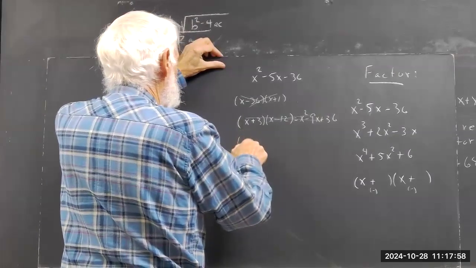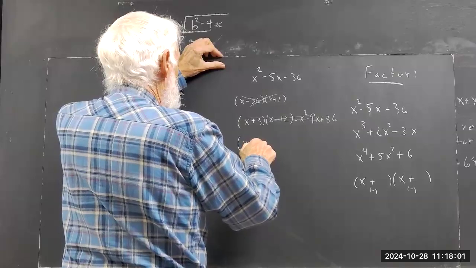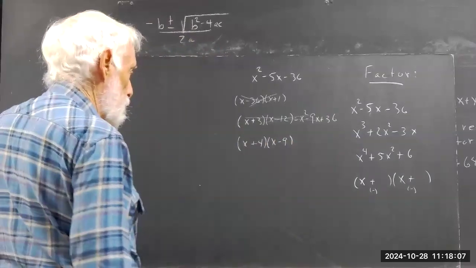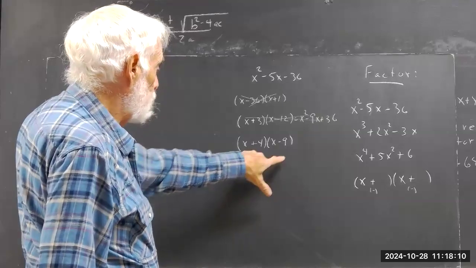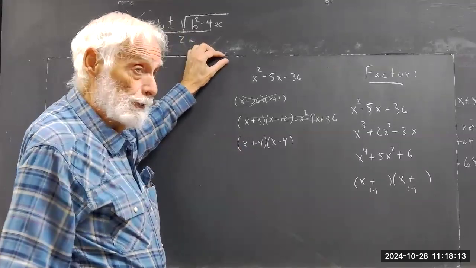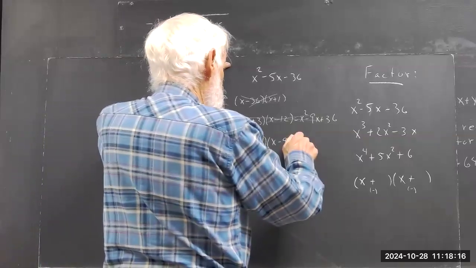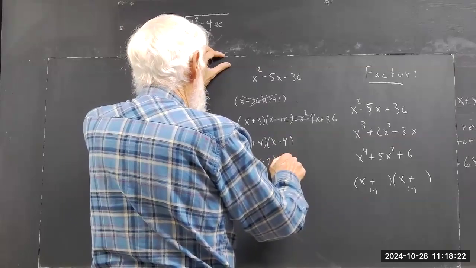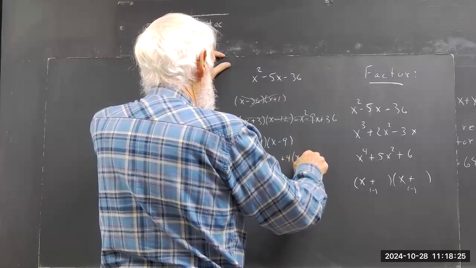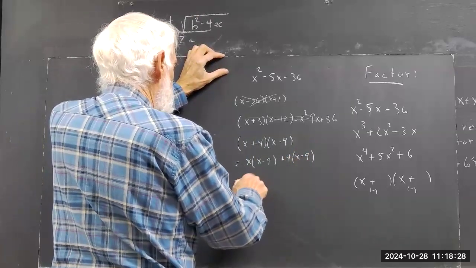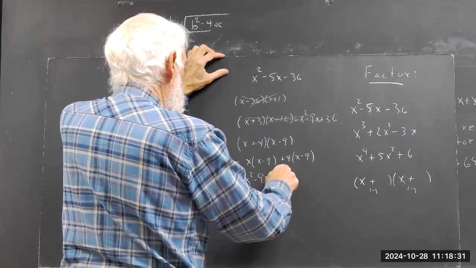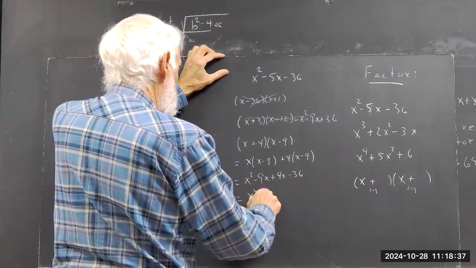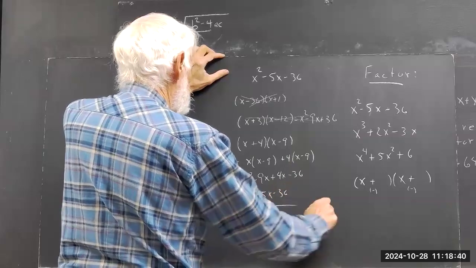Let's try x plus 4 times x minus 9. Okay. Well, that's going to give you 4x and a negative 9x. That's a negative 5x, isn't it? If you multiply that out, that does equal. Let's do the whole thing: x times x minus 9 plus 4 times x minus 9. That equals x squared minus 9x plus 4x minus 36. And lo and behold, you get x squared minus 5x minus 36.